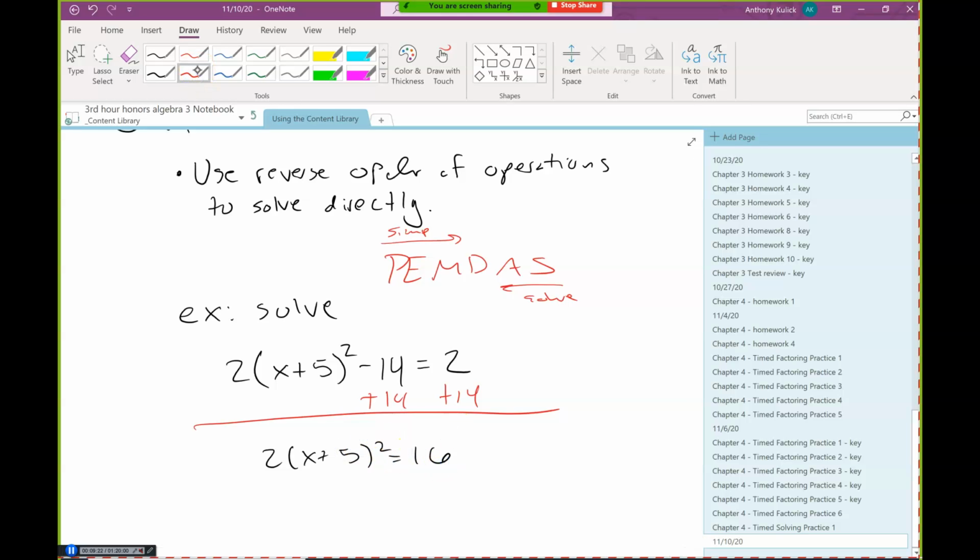So the next thing I would look to undo is any multiplication or division. Well, I have a times 2, right? There's multiplication going on in between that 2 and the parenthesis that we usually don't write the multiplication symbol for, but we know it's there. So to undo that, what do I do? I divide both sides by 2.